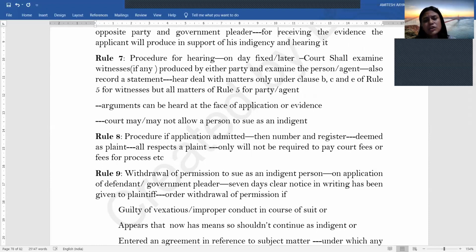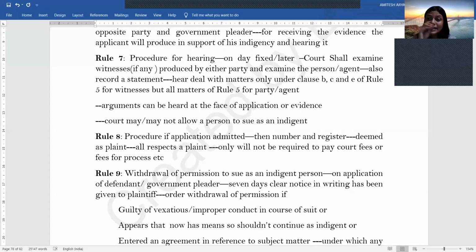Now, arguments can be heard on the face of the application or the evidence. The court may or may not allow a person to sue as an indigent. Now, rule number 8 is talking about the procedure if the application is admitted. If admitted, you are allowed to sue as an indigent. A number will be given to you.